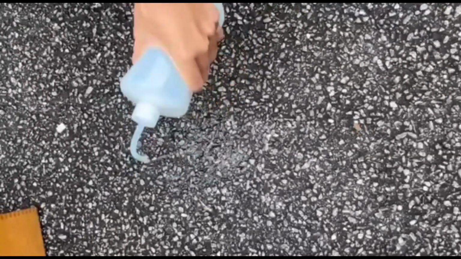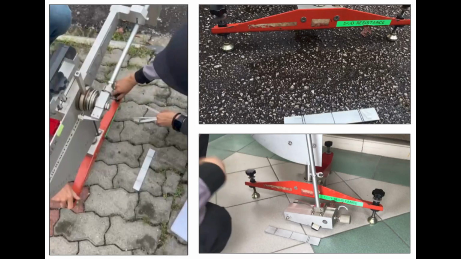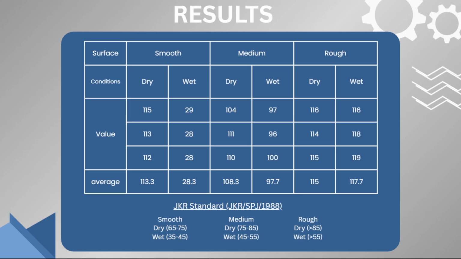This test was also conducted in wet and dry conditions on all 3 surfaces: smooth, medium, rough. As for the results, when compared with the JKR standard JKR/SPJ/1988, the smooth surface meets the requirement in dry conditions but does not comply under wet conditions.